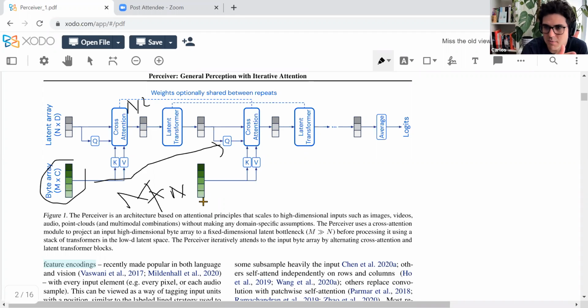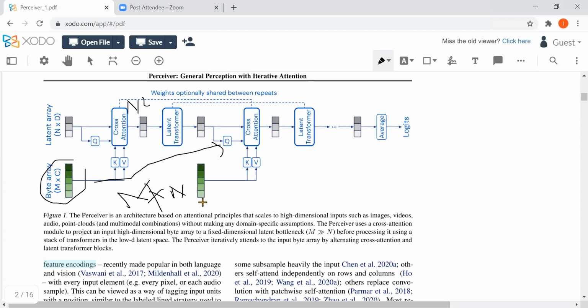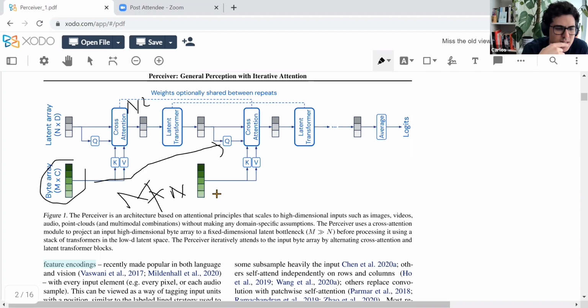If we're speaking about an image, the byte array will be all the pixels in the image, and the latent array will be a subset of the pixels, right? Yeah, something like that. Or in a sentence, it would be a shorter sentence of some maybe higher syntactic features. Yeah.